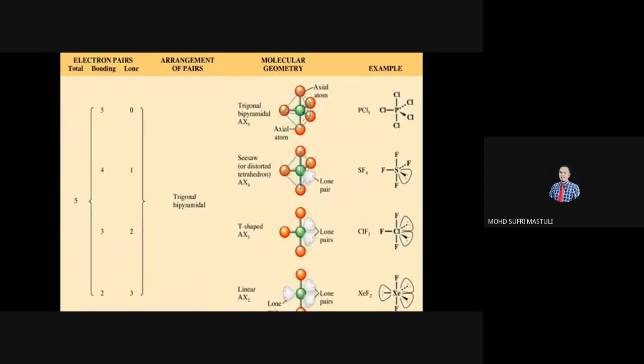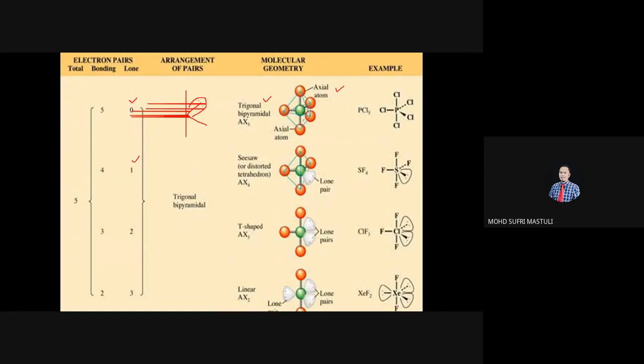Moving forward, if we have an electron domain of 5 with 0 lone pairs, we know it is trigonal bipyramidal, like this. A straight line, and then we have one in the middle, and then 1, like this. So it's trigonal bipyramidal. But if we have one lone pair, the first lone pair should be here.